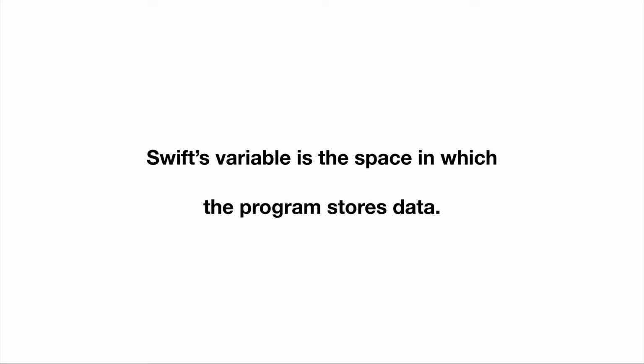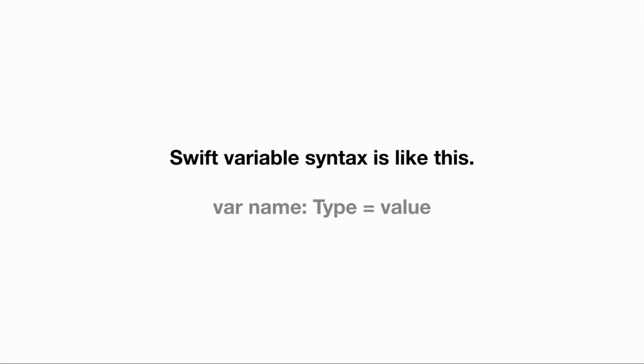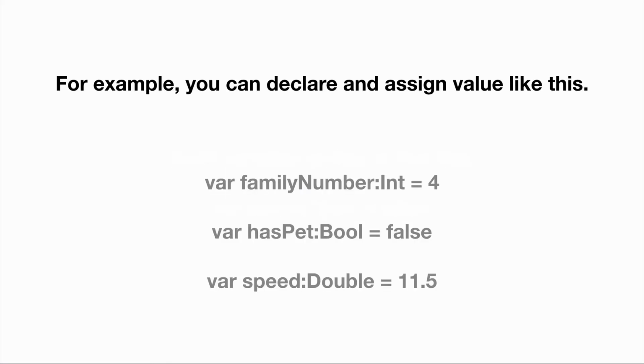First, we're gonna look at variables. A Swift variable is the space in which the program stores data. The Swift variable syntax is like this: var name: type = value. For example, you can declare and assign a value like this.